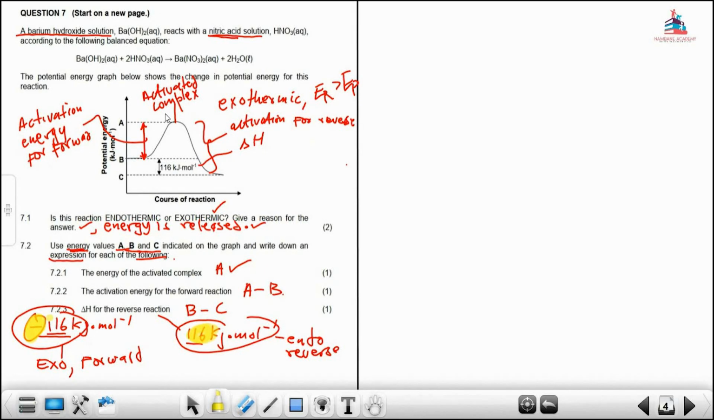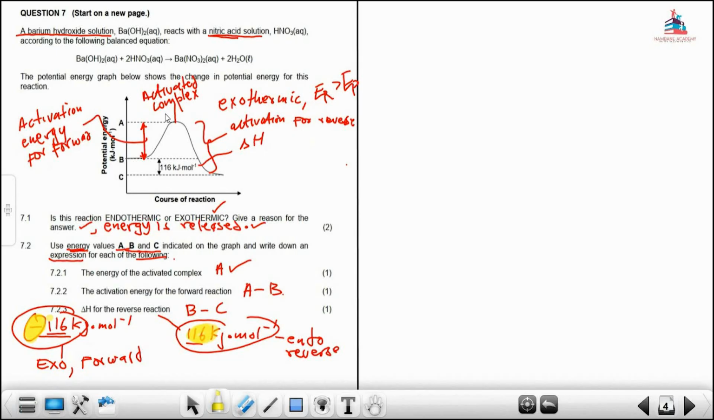Sir, I have a question. Yes, Mpilo. So for question 7.2.3, if I didn't write BC but wrote 116, was my answer going to be wrong? Yes, it was going to be wrong. Let's read the instruction. Use energy values A, B, and C. Do you see that? So try by all means to follow the instructions of the examiner.